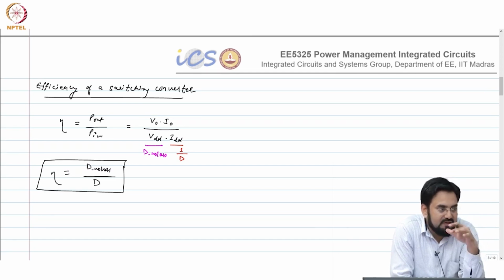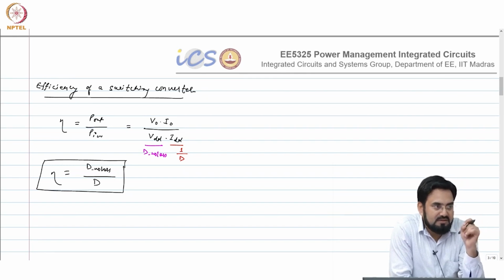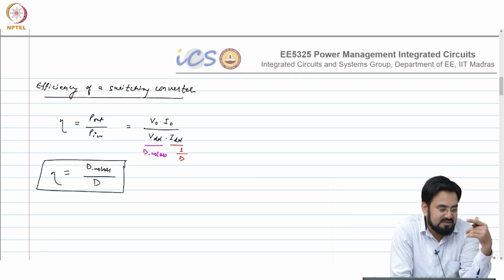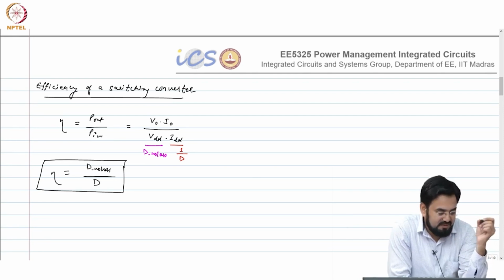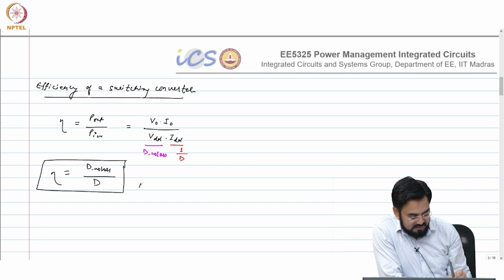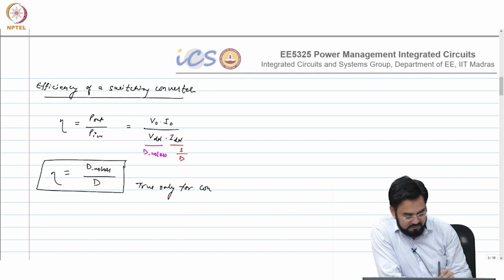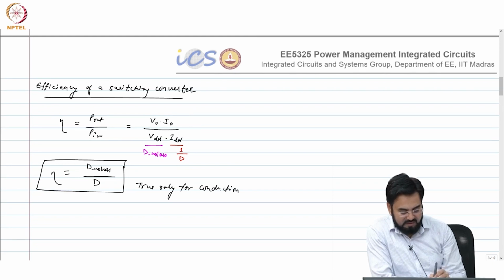But this is only true for conduction efficiency. Conduction efficiency means you are only considering the conduction losses which are occurring in the resistance, the I square R losses. But if you consider the switching losses, then this formula won't be valid. So, this is true only for conduction losses.